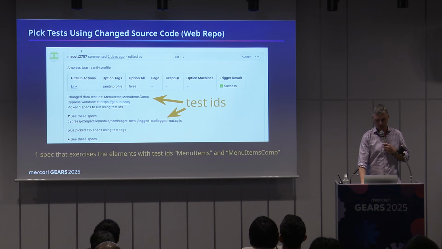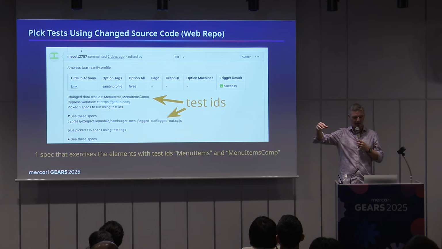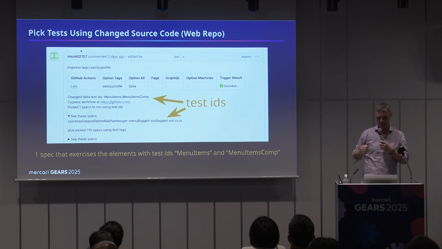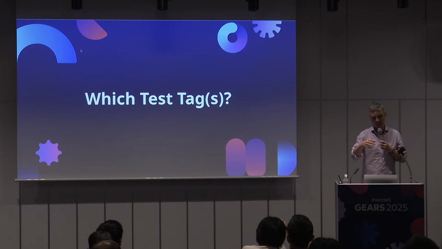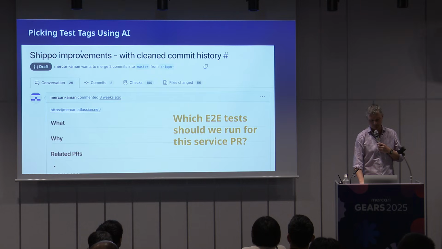This is another example. Again, the same run Cypress tags sanity profile, and it found that these files were modified: menu items component, and it picked one logged out spec that touched those components. One thing that people are never sure about, because they are not responsible for writing test tags, is which test tags do exist and which ones are relevant to their change, and I want to help them.